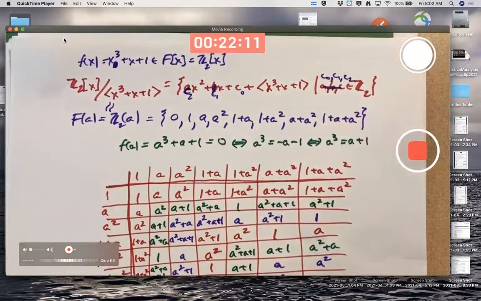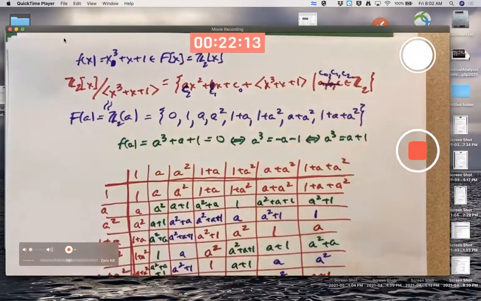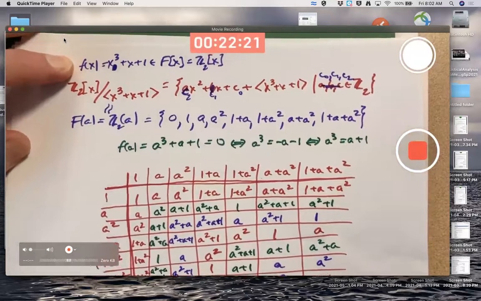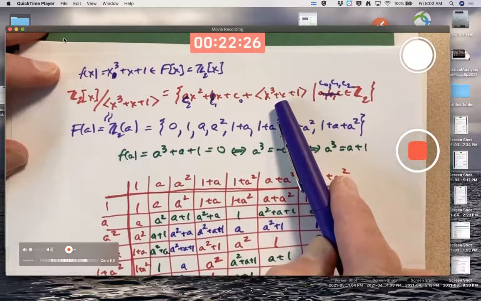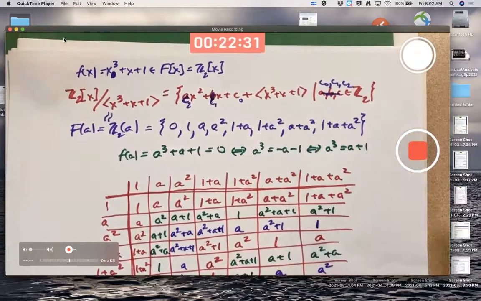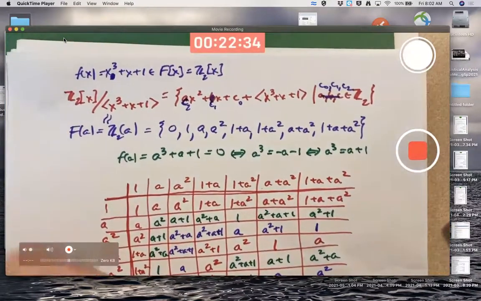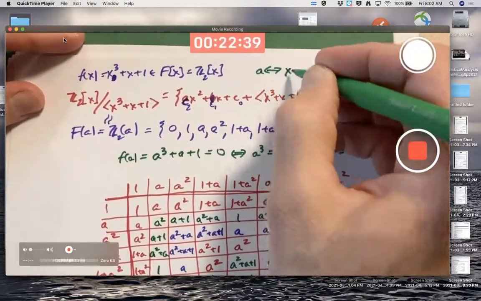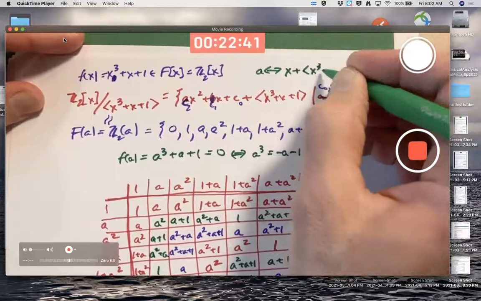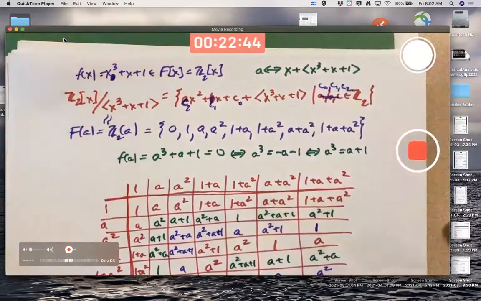I wanted to avoid using the A because now that's how the problem is phrased, is that A is the root of this in some extension field of Z2. A could be thought of as an element of here. In fact, A, based on things we said on Wednesday, could be taken to be the coset x plus the ideal, right? We saw that that was a root of the polynomial.